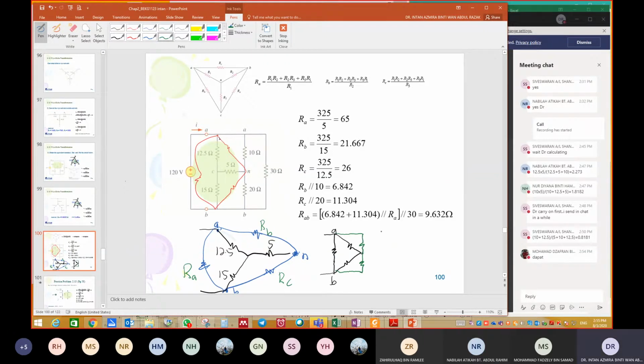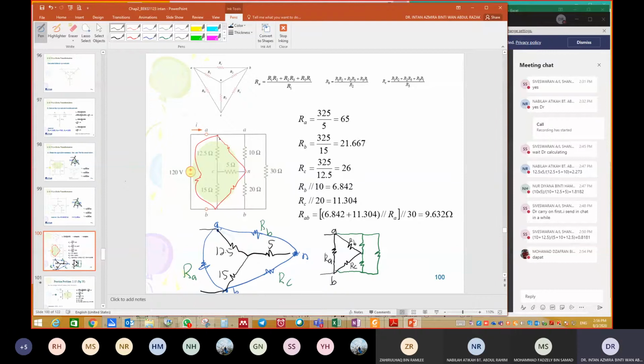Okay, make sure you redraw the circuit so that you know where is the connection of series and parallel. Okay, so this is R_B. This is R_C. This is R_A.